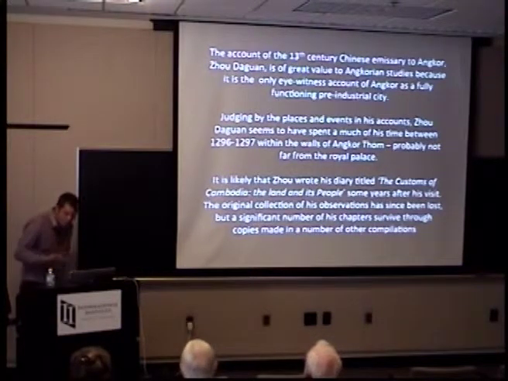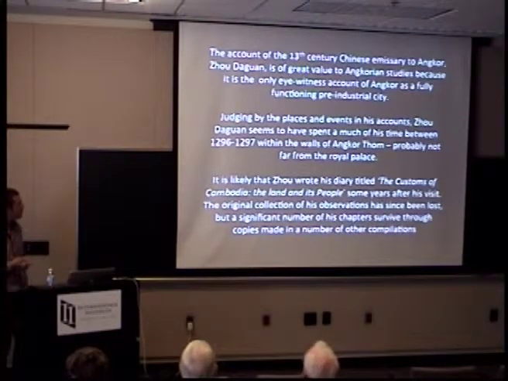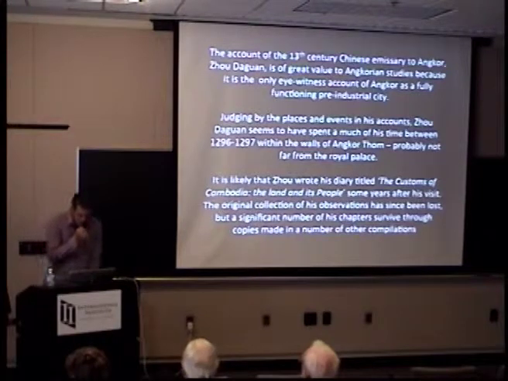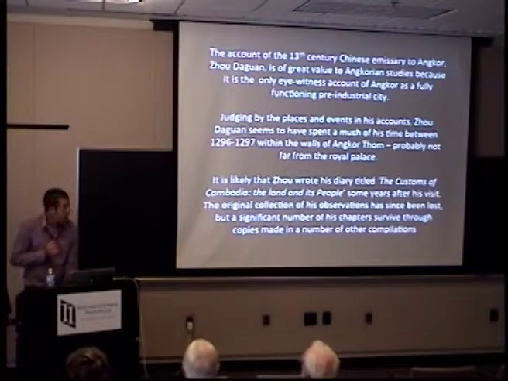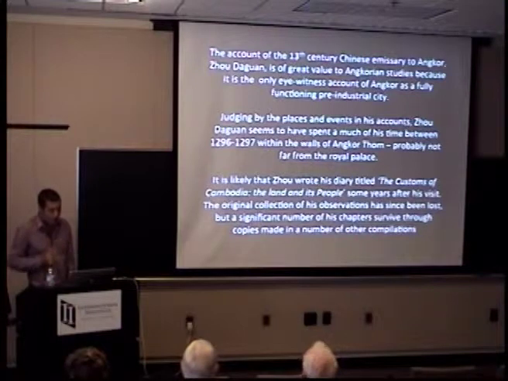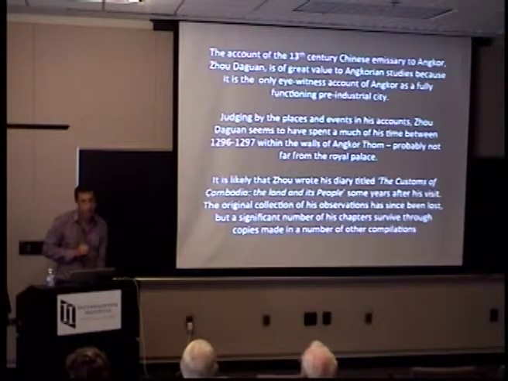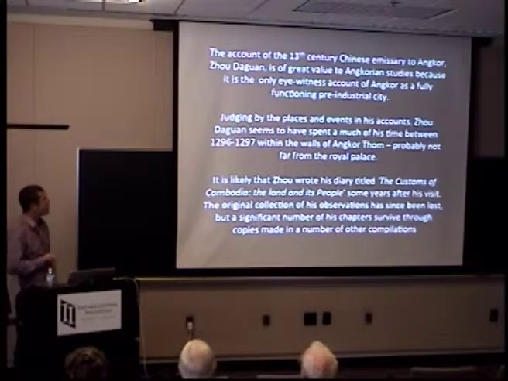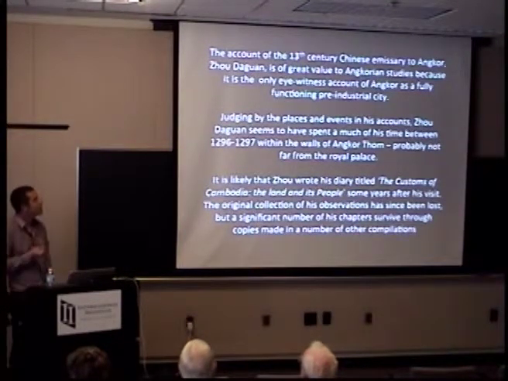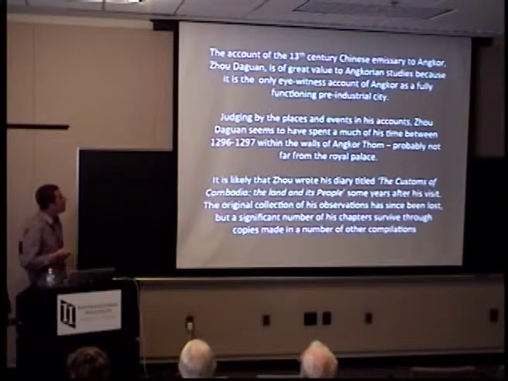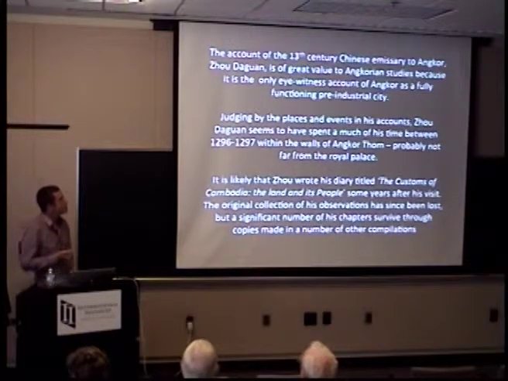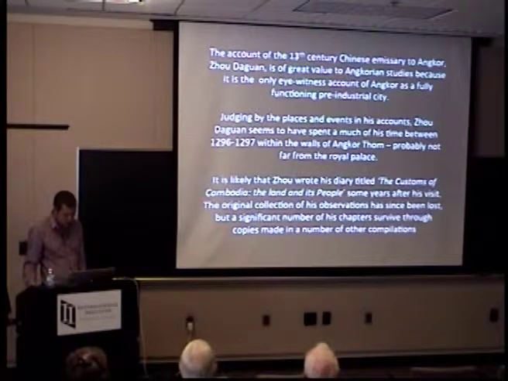So a little bit about Zhou Daguan to begin with. For those of you who aren't familiar with him, his account of Angkor is extremely valuable. It's often referred to by historians and archaeologists because it's the only eyewitness account of Angkor that survives. We have other written information from Angkor, inscriptions for instance, but no other accounts from travelers, especially seeing it through foreign eyes.